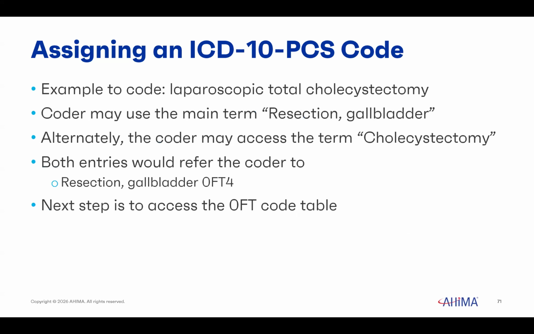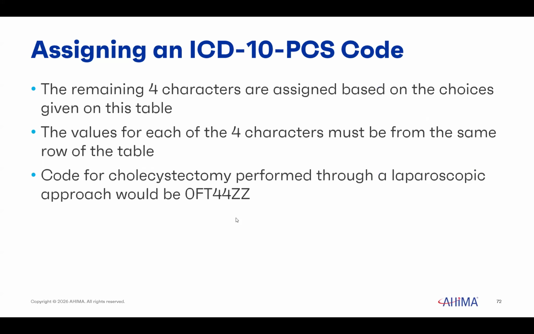And now here's some examples. So we have a laparoscopic total cholecystectomy. The coder may use the main term resection, gallbladder. You may also use the term cholecystectomy. Both of them will direct you to the same table, table 0FT4. And then once we access that table, we finish off the rest of it. The remaining 4 characters are assigned based on the choices that are given in that table. And this is where staying in the same row comes in.